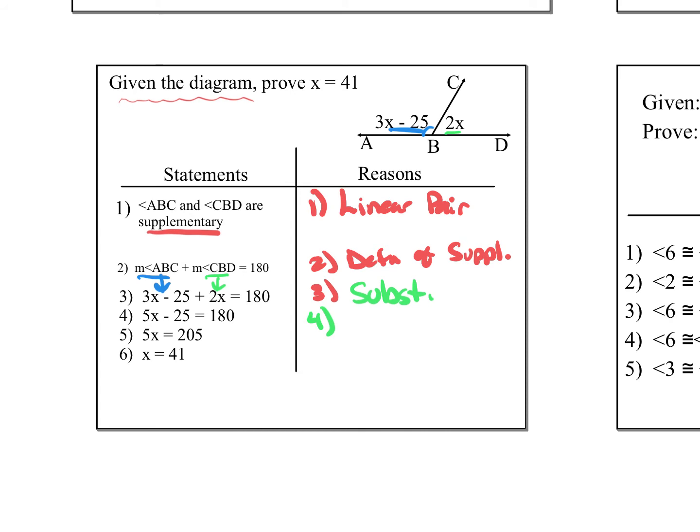4, what did I do to 3 to get to 4? So I see you doing the 3x plus 2x, right? So combine like terms or substitution, because you're substituting with an equivalent value. Subtraction property of equality would be happening to both sides, and that's not happening here. So I like combine like terms.